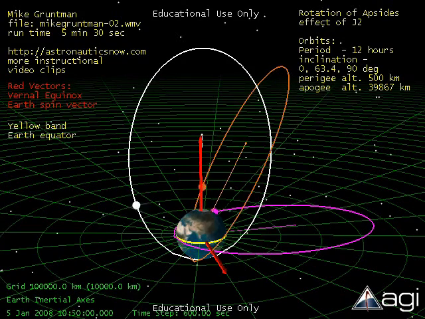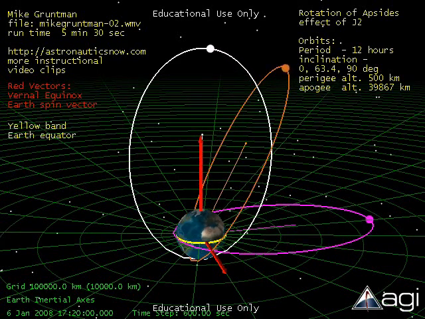The simulations are performed using AGI's STK. This video clip demonstrates rotation of the line of Apsides caused by non-zero J2. The simulation covers 2 months.